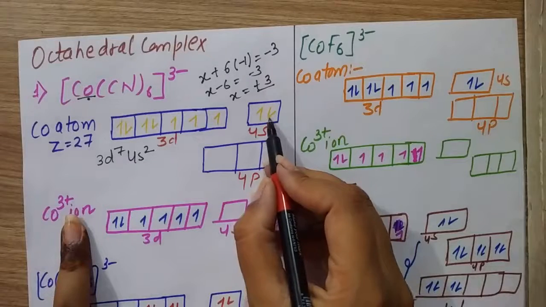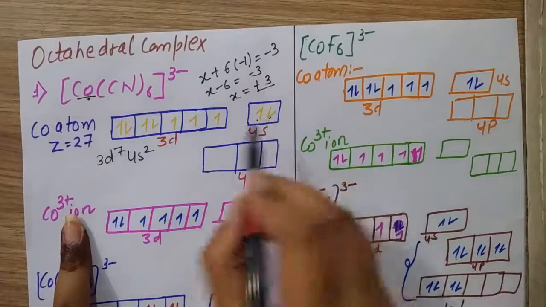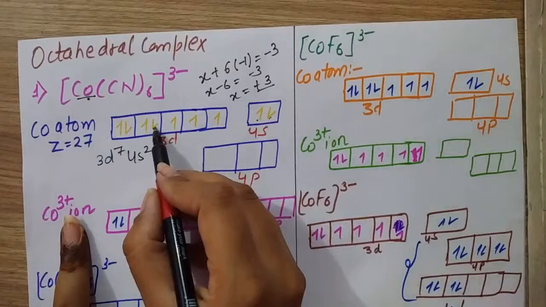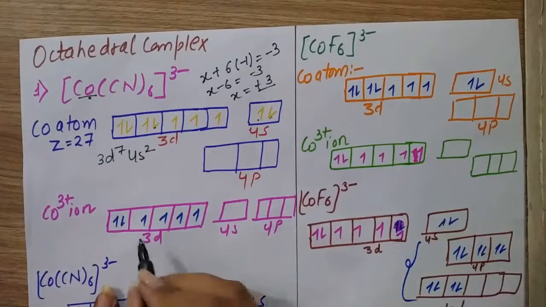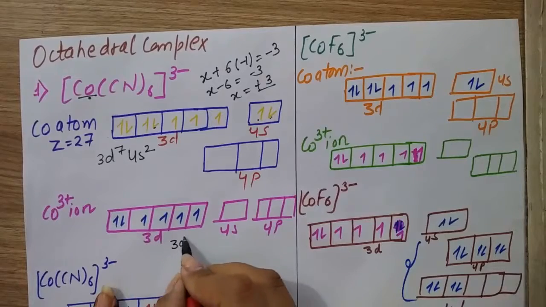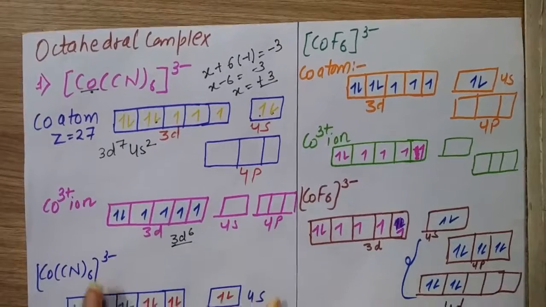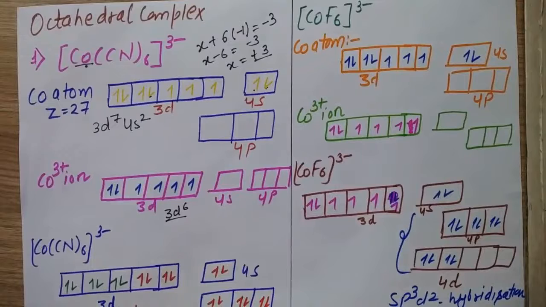So cobalt atom will give up 3 electrons to form Co3+: 2 electrons from the 4s orbital, and 1 electron from this paired electron. So now the electronic configuration will become 3d6. Okay. Now we will see which type of ligand is given.